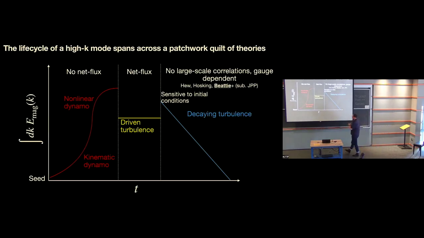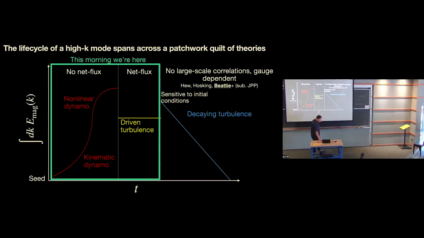But today we're going to be looking at a particular place in this theoretical landscape just about here. We're going to go through the phases of the turbulent dynamo, the kinematic and nonlinear, and then we're also just going to venture off this cliff here into driven turbulence and see what it looks like. And this will be the case for no net flux.